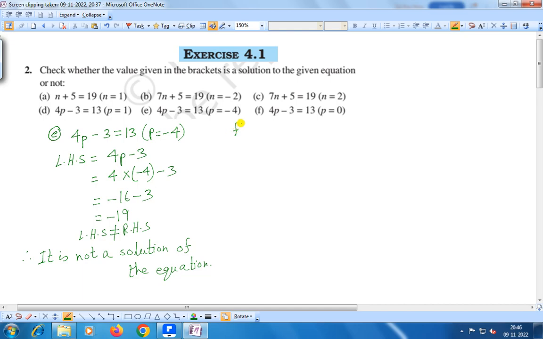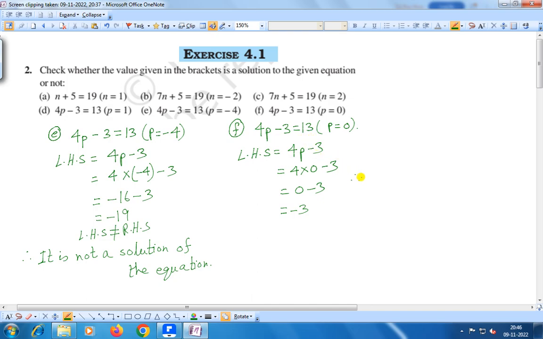Now question number F. Question number F is 4p minus 3 is equal to 13 and the value of p is equal to 0. Here left hand side is equal to 4p minus 3. The value of p is 0, that is 4 into 0 minus 3, that comes to 0 minus 3, that is equal to minus 3.